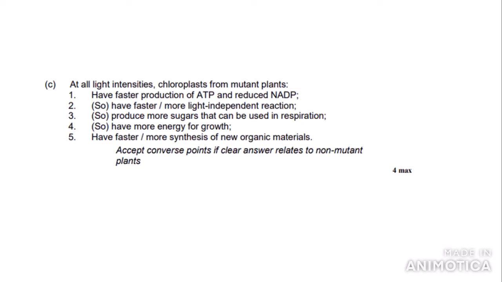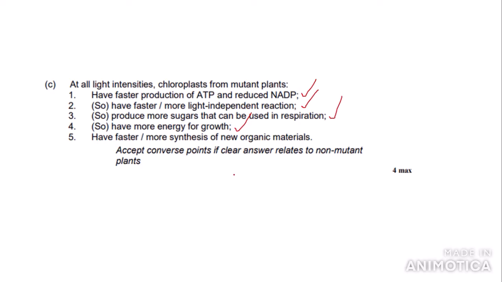At all light intensities, chloroplasts in mutant plants have faster production of ATP and reduced NADP or NADPH. Do you get that mark? They have a faster or more light-independent reaction. So they produce more sugars that could be used in respiration to have more energy for growth. So you'd get all 4 marks for the question.